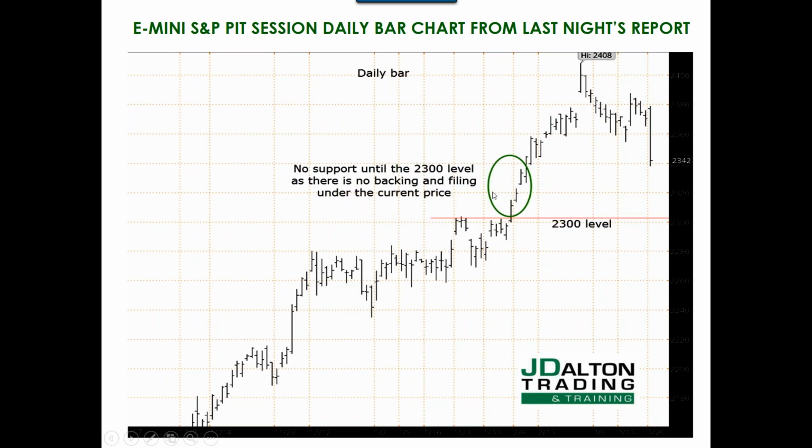But if you look underneath from yesterday's low down to the 2300 level, there is no balancing. There's no back and fill. There's no elevator stops. So this area down to the 2300 level becomes very vulnerable. So I don't think it's going to do it today, and it may not do it, but this is something to be aware of, that it wouldn't be terribly unlikely to see a decline fairly quickly down to the 2300 level.